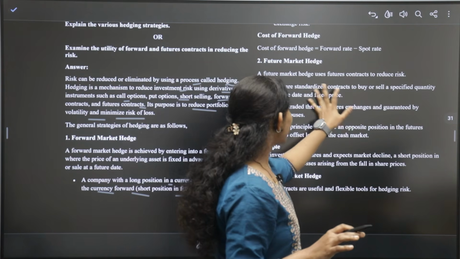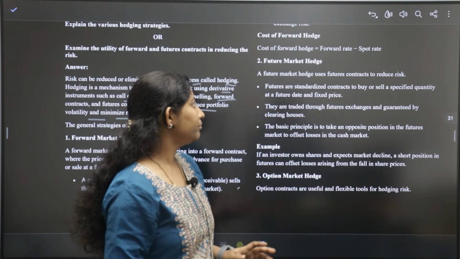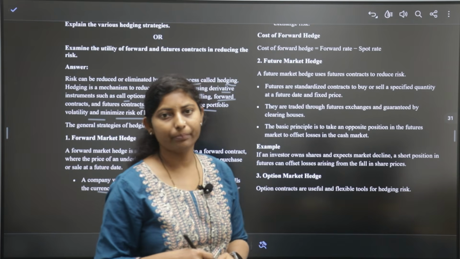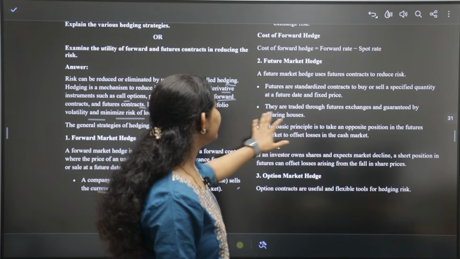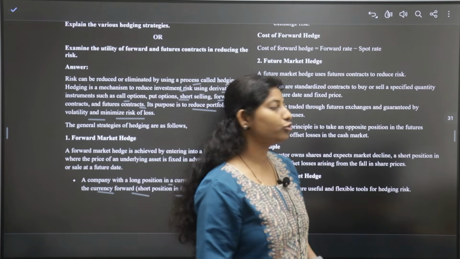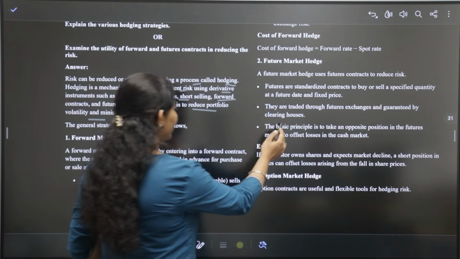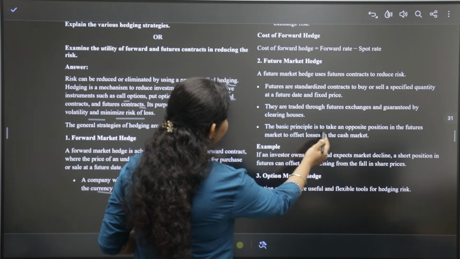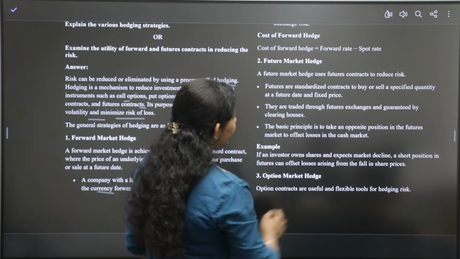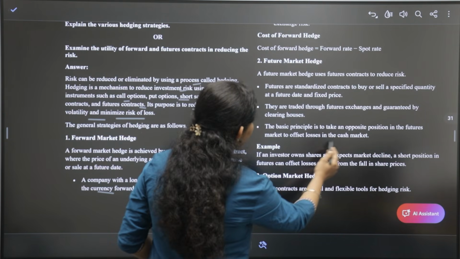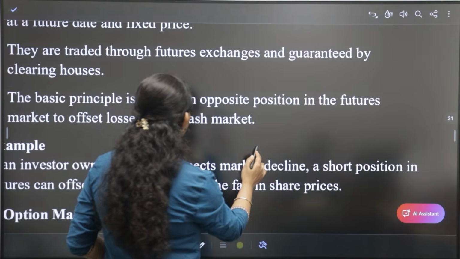Futures are standardized contracts. Okay, they are for buying the specified quantity of an asset at a future date and fixed price. They are traded through the futures exchange and guaranteed by the clearing houses. The basic principle is to take the opposite position in the futures market to offset the losses in the cash market.